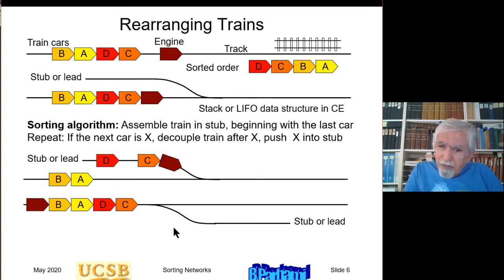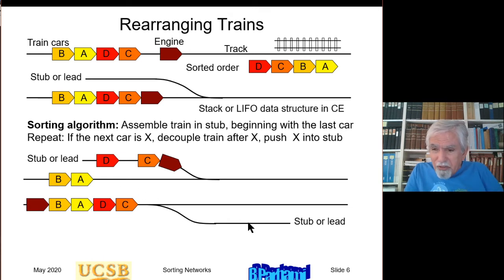However, if I'm allowed to put the engine behind the cars, then a similar algorithm can be used to sort the train. Okay, now again, I want to sort the train into the stub, but this time beginning with the first car. So here's what I do. I push the train to the right, put it here, and then disconnect C and D. So C and D will remain there while the engine with A and B goes back. Then the engine pushes A and B into the stub.